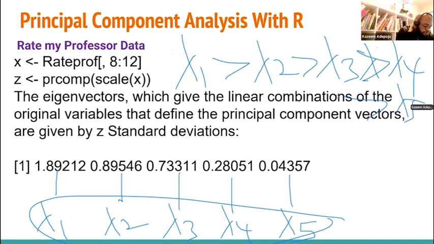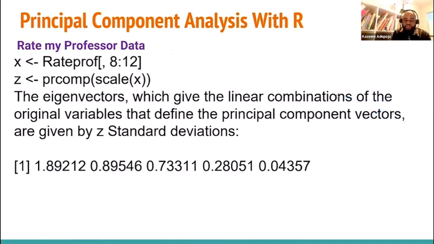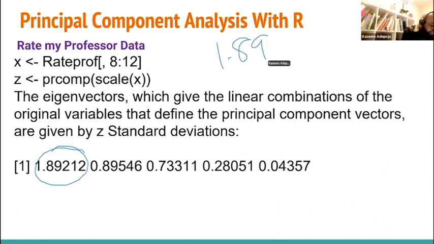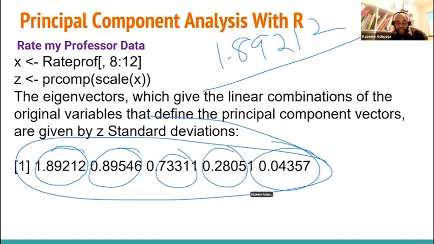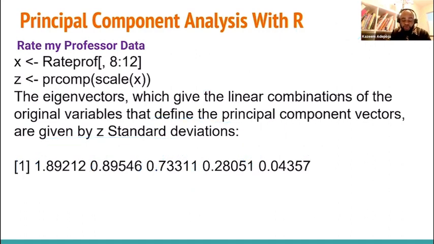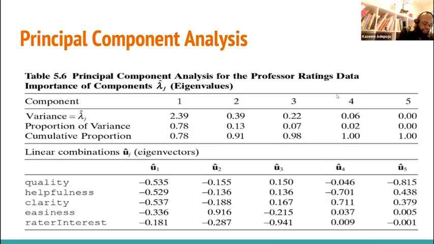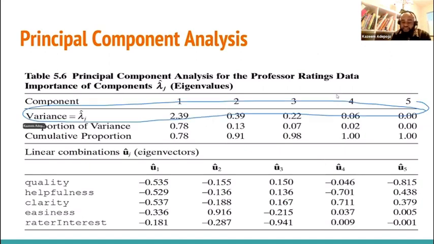Now, the next thing we're going to do is find the percentage contribution of each lambda. It's basically going to be 1.89212 divided by the totality. I'm going to do the same thing for each of the others. When I do that, the next thing is to get the proportion of the variance, and then the cumulative.